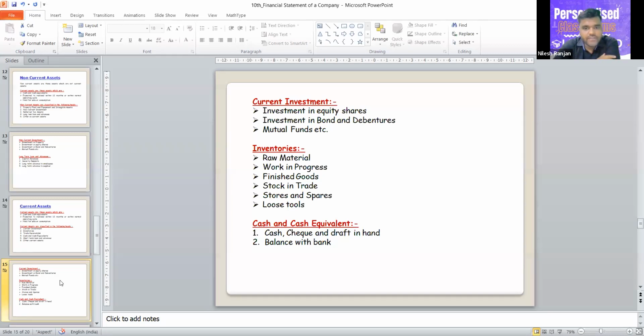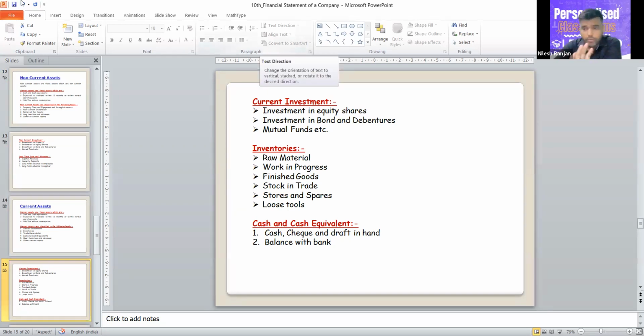Now the next one is inventory. You asked me one question related to this. Yes, sir, loose tools and stores and spares, I think. Yes. So you can see inventories include raw material, work in progress, finished goods, stock in trade, stores and spares, and loose tools. Now you understand raw material, work in progress, and finished goods? Yes, sir. Okay.